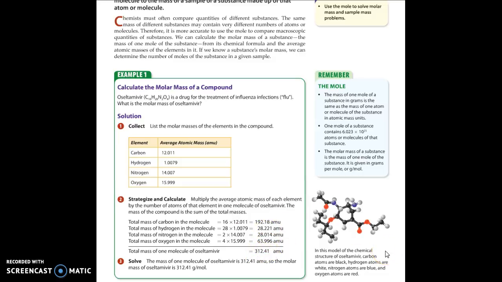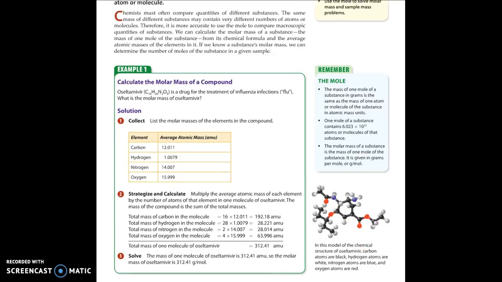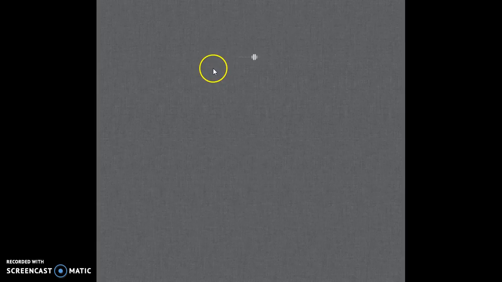In this model of the chemical structure of oseltamivir, carbon atoms are black, hydrogen are white, nitrogen atoms are blue, and oxygen atoms are red. So that's what it looks like.